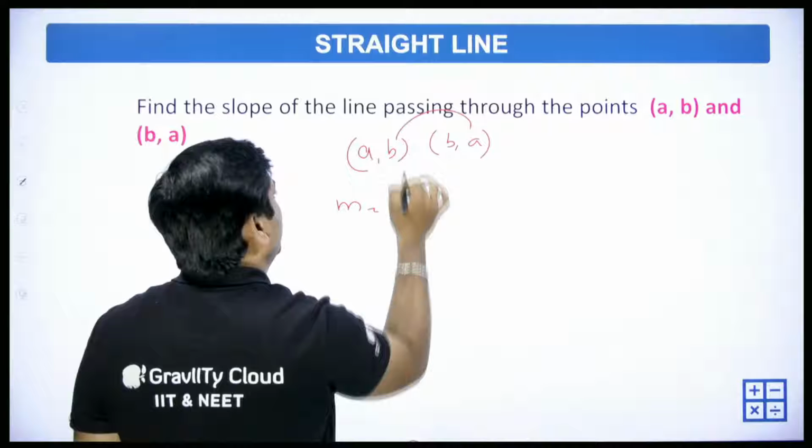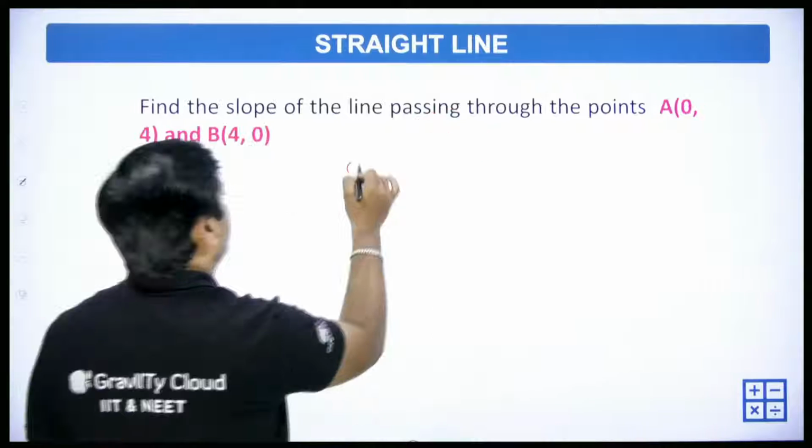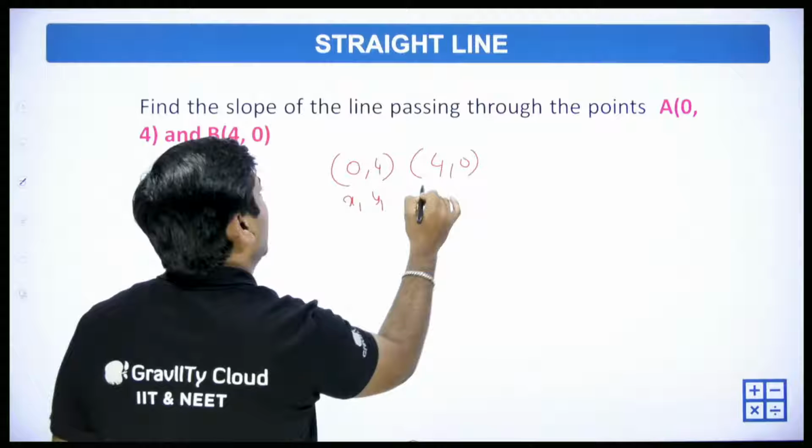Moving ahead, one more: (0, 4) and (4, 0). You have x1, y1 and you have x2, y2. So the slope of the line is y2 minus y1 by x2 minus x1. So -4 by 4, which is equal to -1. So the slope of the line joining (0, 4) and (4, 0) is -1.